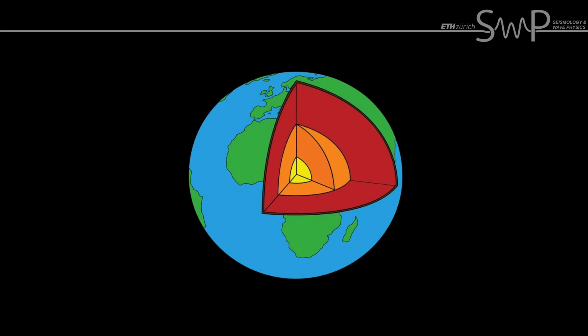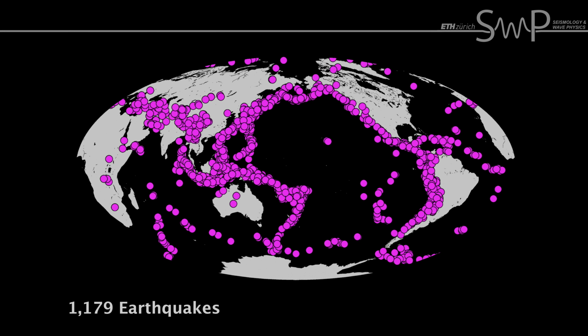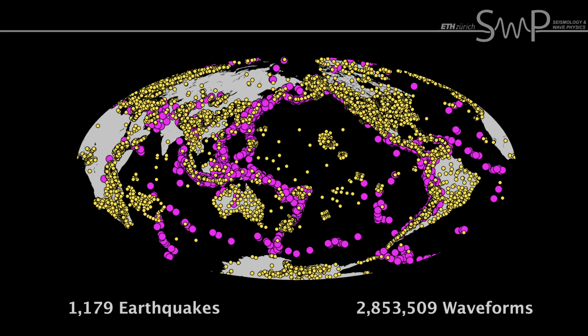We tested our method by creating an Earth model with minimal prior assumptions. We thus assumed that the internal structure of the Earth only varied with depth and used earthquake data to find out lateral variations. We used information from almost 1,200 earthquakes, which were recorded all around the globe, resulting in almost 3 million three-component waveforms.